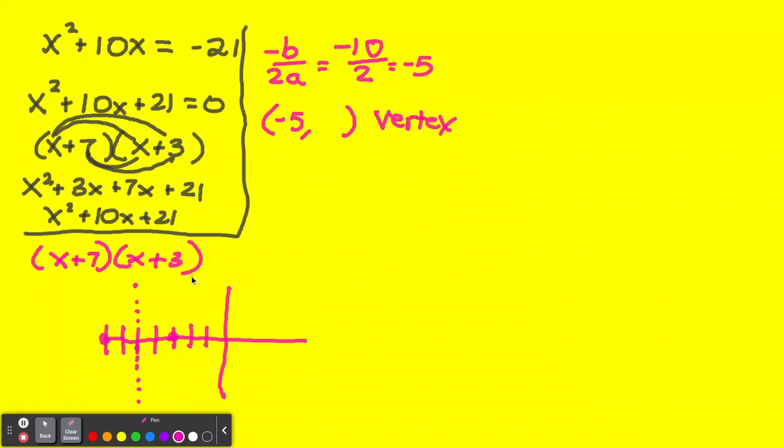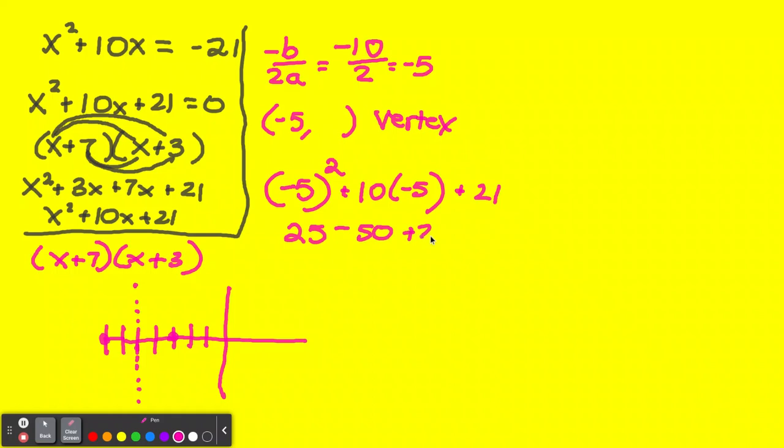So what do we do? We take the axis of symmetry and plug it into the formula. It's going to be -5 squared. Don't forget, if you're doing this on the calculator, put those parentheses in. And then we're doing plus 10 times -5, and then plus 21. So here we're going to have 25 minus 50 plus 21. We're going to have -25 plus 21, and we're going to have -4.